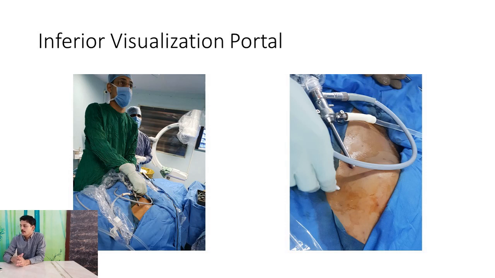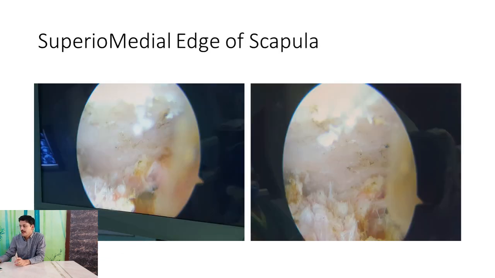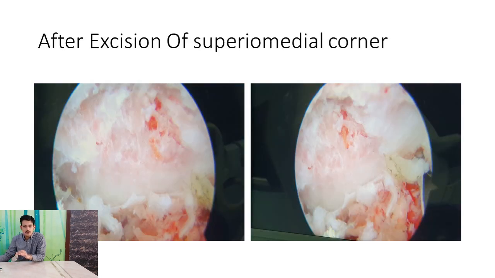Now, usually the superior medial portal is made in an outside-in fashion, and in this particular video we can see the 3 portals which are usually described. Now, this is the superior medial edge of the scapula which is identified, and we identified the superior medial bony spur, and you can just do a little bit of decompression. You can release a little bit of that bone. This is just equivalent to a subacromial decompression, and mostly the patients will be benefited.